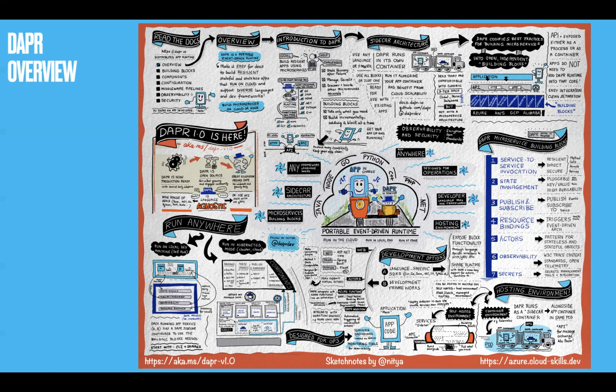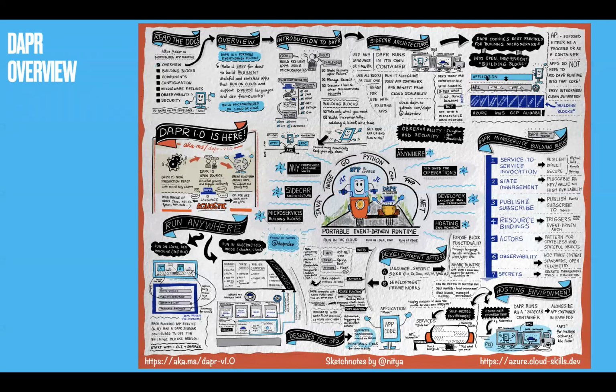So for example, when I want to run my service on Kubernetes, the services run in a pod. Okay, so every service runs as a pod, and Dapper would run as a pod attached to that service. So Dapper would be another pod running on Kubernetes, and each service would have its own Dapper pod.